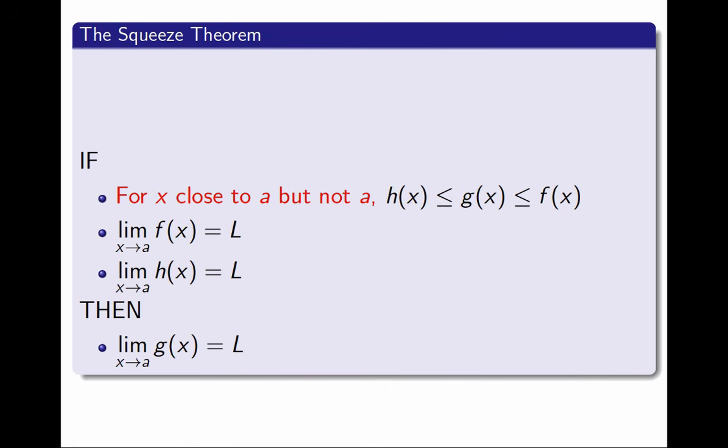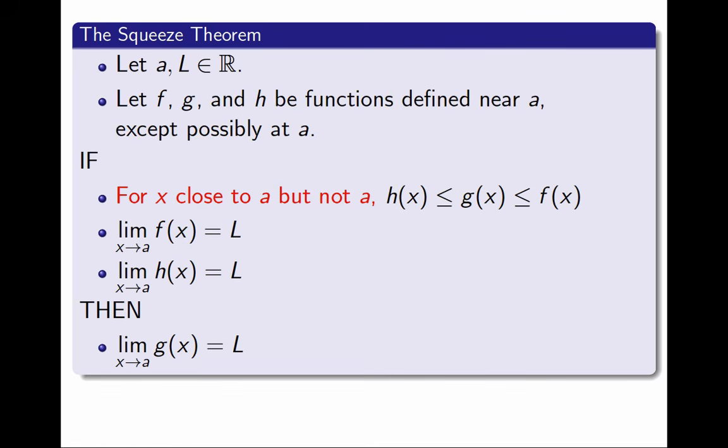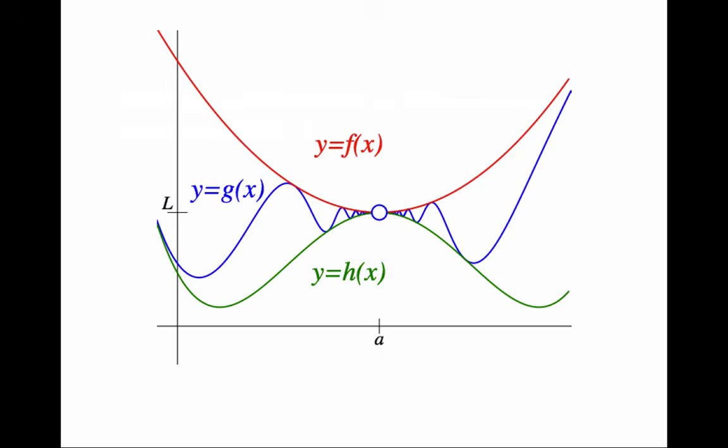And to make sure this is a well-written theorem, in the statement I need to begin by introducing my variables. So before I say this if-then, I say that a and L are real numbers, and I require f, g, and h to be functions defined near a, except possibly at a. And that's it. This is the statement of the Squeeze Theorem. And the picture you should always carry in your mind to accompany it that really well summarizes what's going on is this one.